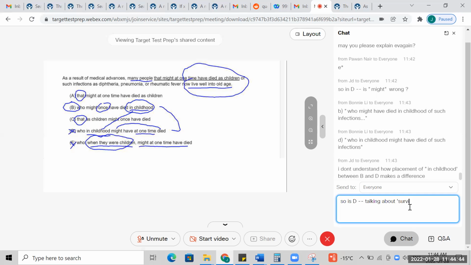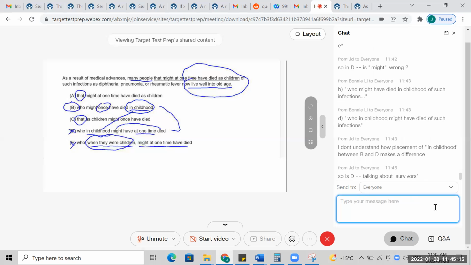Whereas B is saying who might at one time back in the past have died in childhood. Is it 100% clear? No. Is it that much better? No. Is it a great way to write the sentence? No. It's just a little better. Neither one is great. It's just a modifier. But the real point here is that we know the person lived well into old age, so he didn't. There's no chance he might have died.